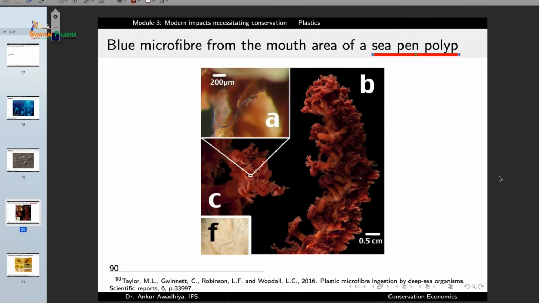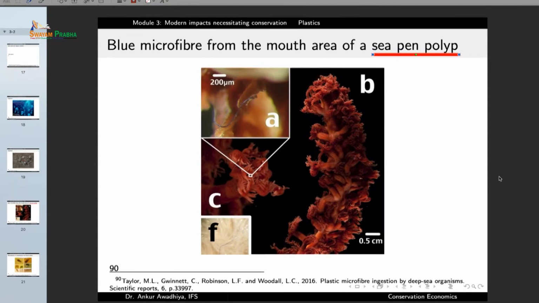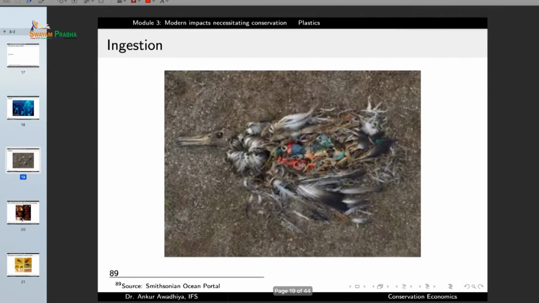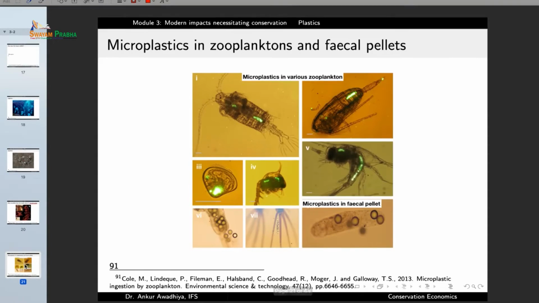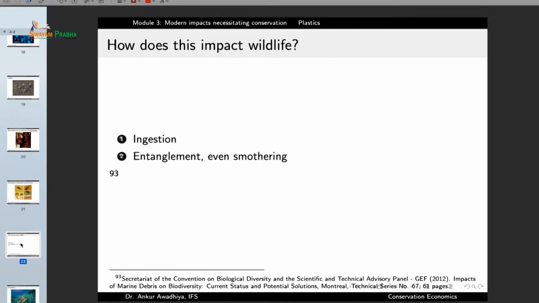Now remember that plastics are synthetic substances, and before they were invented, there were no plastics. All the other things that nature was making were biodegradable, but these plastics are not. So we can observe plastics in large animals, we can observe plastics in small animals, and we can even observe plastics in microscopic animals, such as these zooplanktons. Now, these green colored substances are microplastics, and we can observe that these microplastics are even impacting the microscopic organisms, such as the planktons. So, ingestion is one big way in which the plastics can impact the wildlife.